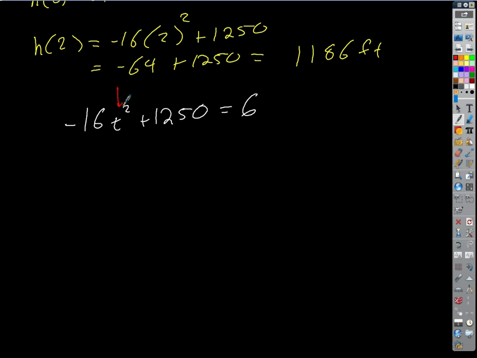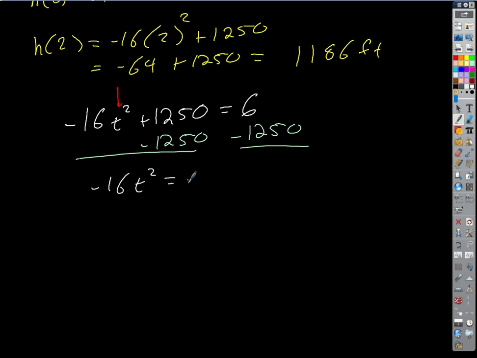Okay, isolate it. So we're going to subtract 1250, and that's going to give us negative 16 t squared equals negative 1496. What? 1290 or 1196? Oh no, 1244. What am I doing? 1244. Okay. Divide by negative 16.